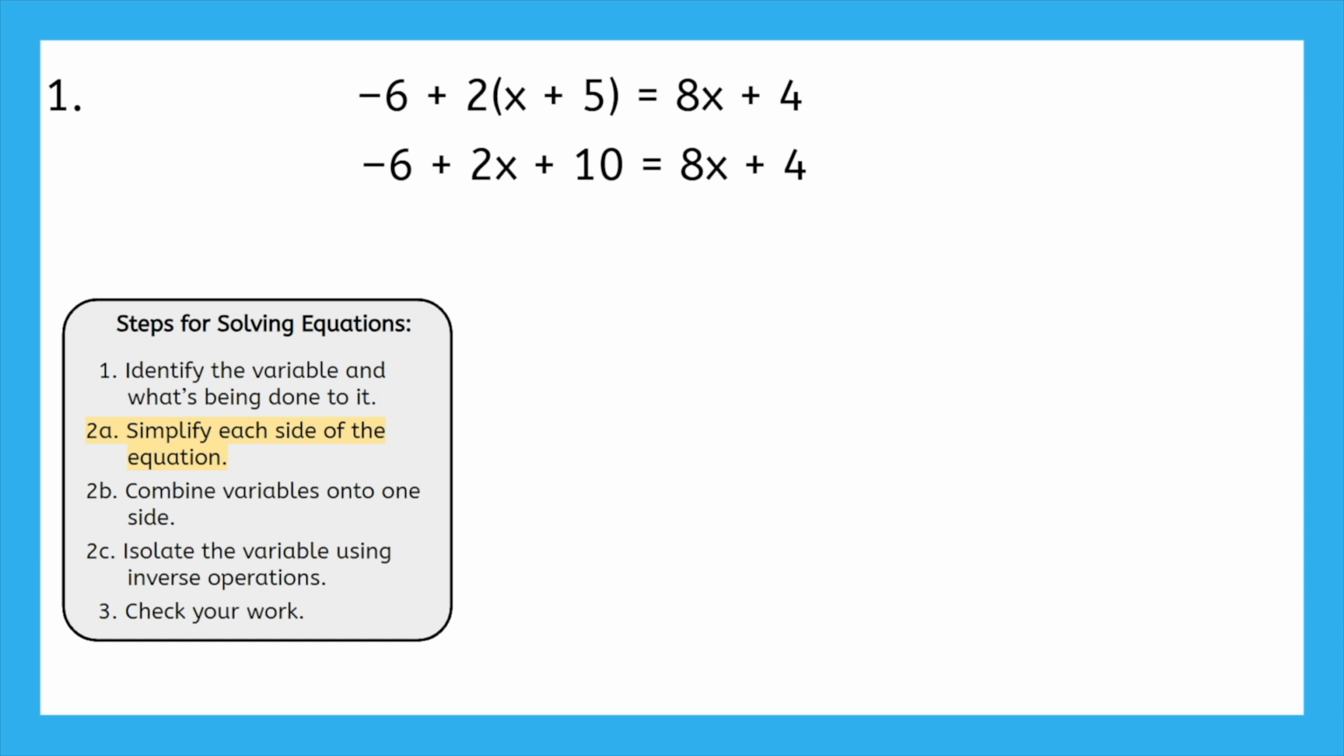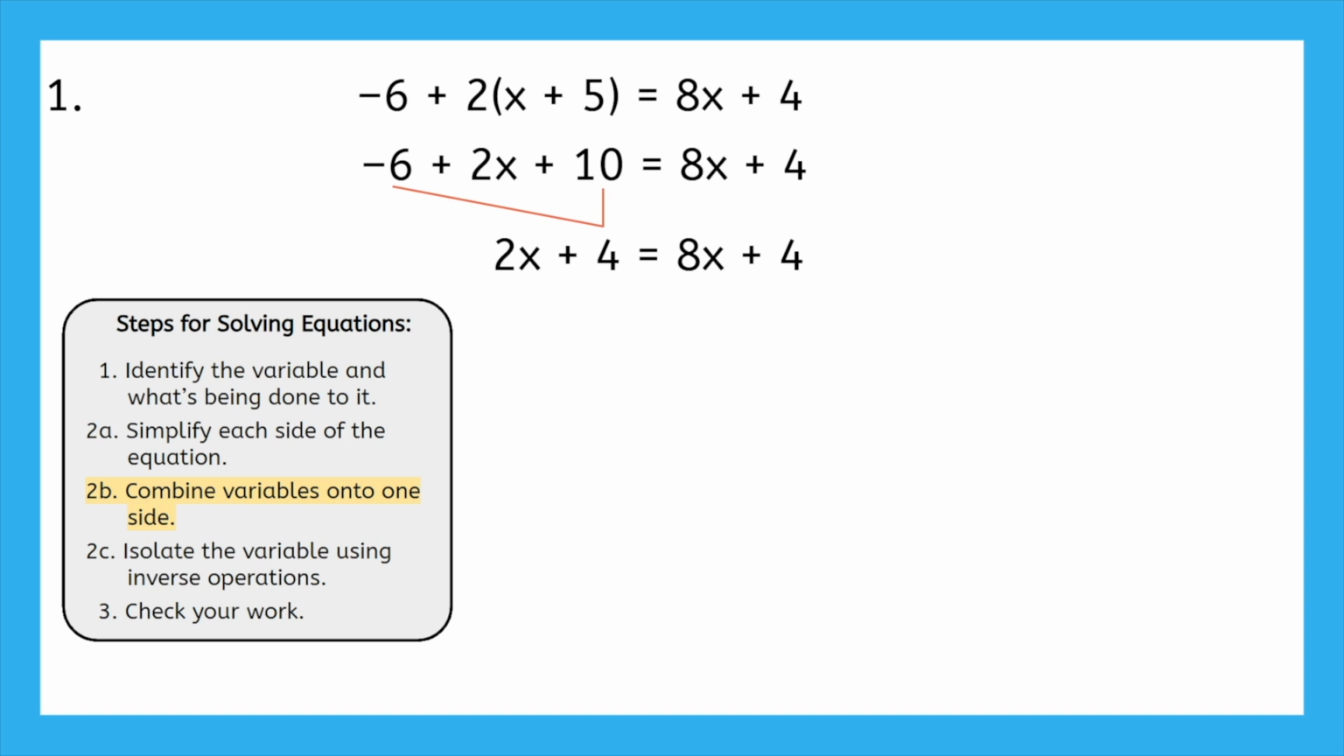I still had some simplifying to do on that side, though. Negative 6 and 10 are like terms, so should I use inverse operations to combine them, or no? No, since they're on the same side, I don't use inverses, I just add or subtract them from left to right. Negative 6 plus 10 is 4, so now I have 2x plus 4 equals 8x plus 4. You could have also written the left side as 4 plus 2x.